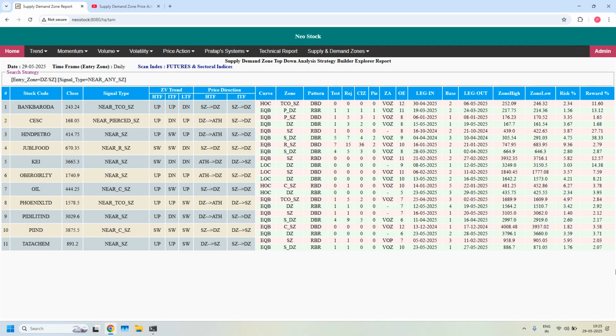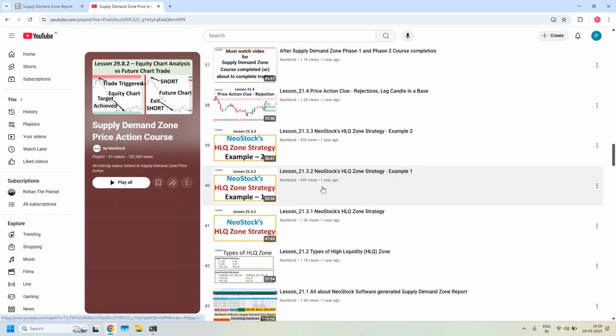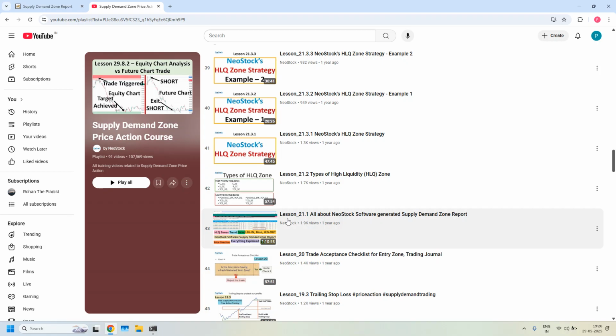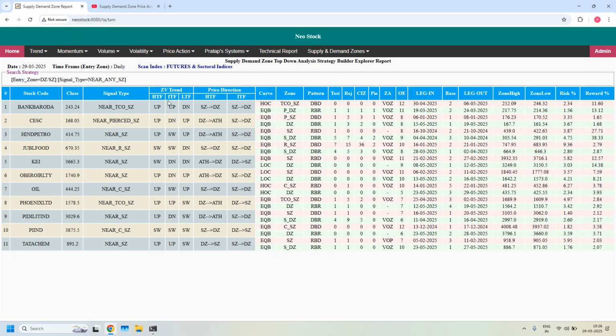We got 11 stocks. Let us identify daily high liquidity supply zones from this list. High priority, high liquidity zones. See, in case you don't understand the structure of this report, please go through this lesson 21.1 video. In this video, I have explained each and every column, their values, and abbreviations in detail, so that you can understand the structure of this report. Okay. For finding the high priority daily high liquidity supply zones, let's verify here.